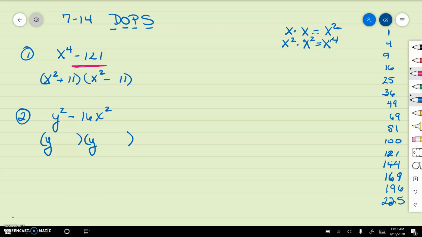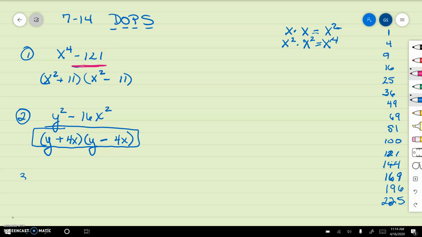Now look at the second piece here. It's 16x squared. Well, our x is going to have to go in the back then. We're going to take the square root of 16, which is 4. Leave some room because we also have to take the square root of x squared, which is x. So the square root of 16x squared is 4x. Now we need that negative, and we need it to be a negative 16, so it's going to be a plus and a minus. All your difference of perfect squares are going to end up being a plus and a minus.